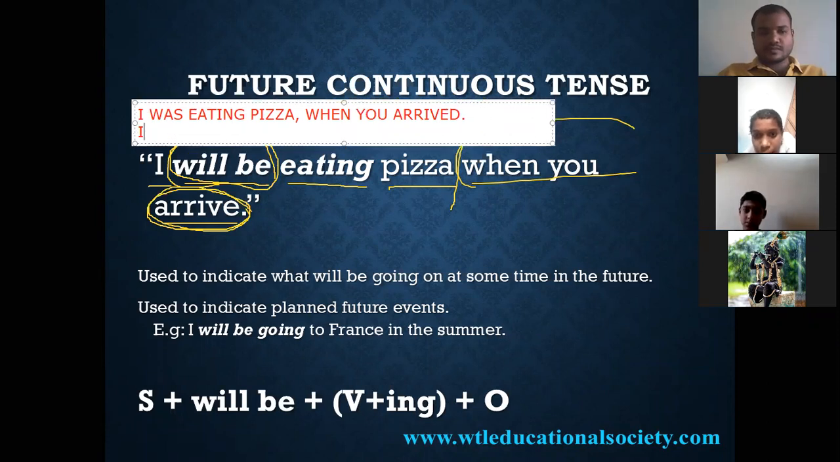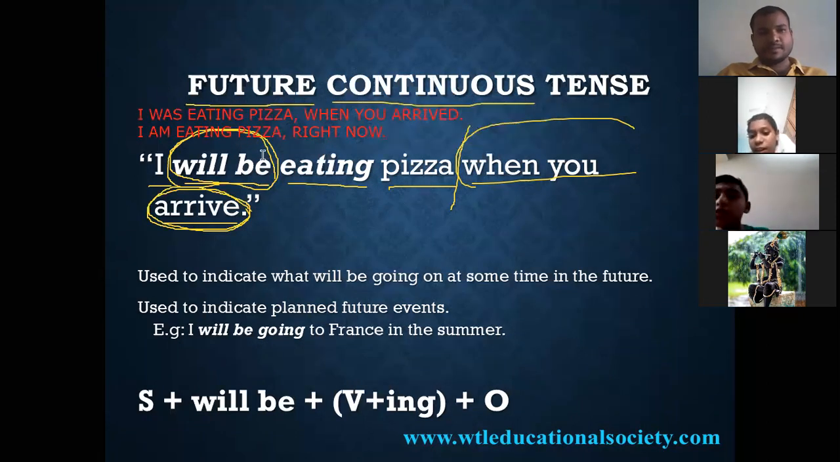I am eating pizza right now. I'm eating pizza right now. I am eating pizza now. Very good. So here, I'll be eating pizza when you arrive. So here, it is arrived, but in the future tense, arrive. That is one difference. Yes, time frame.